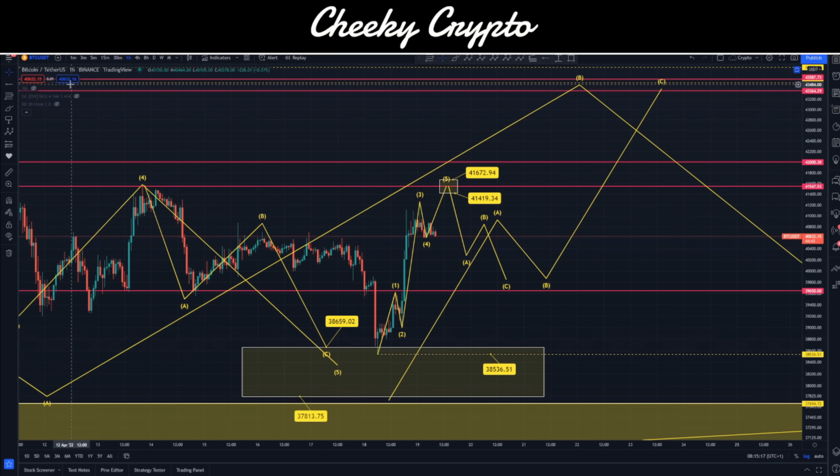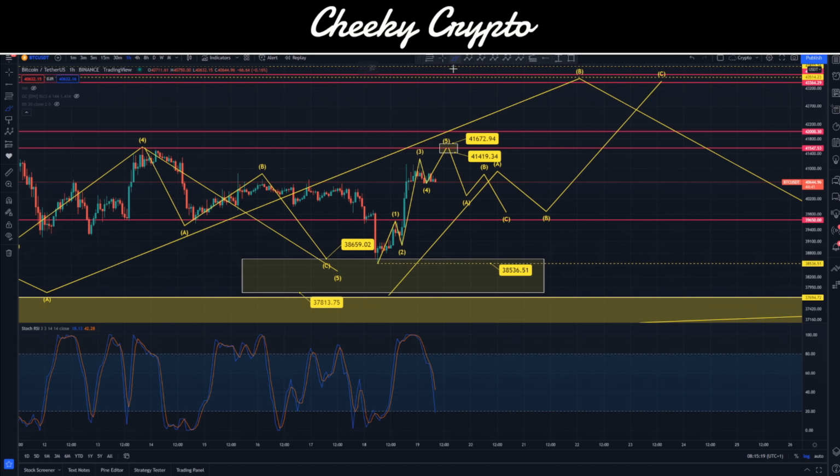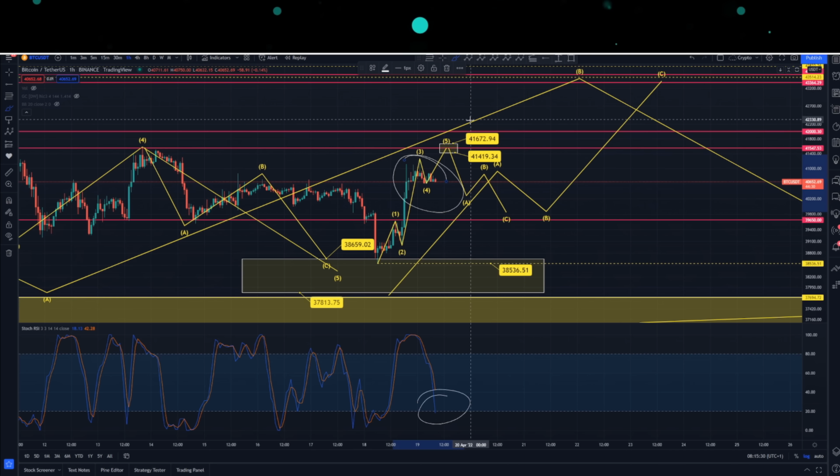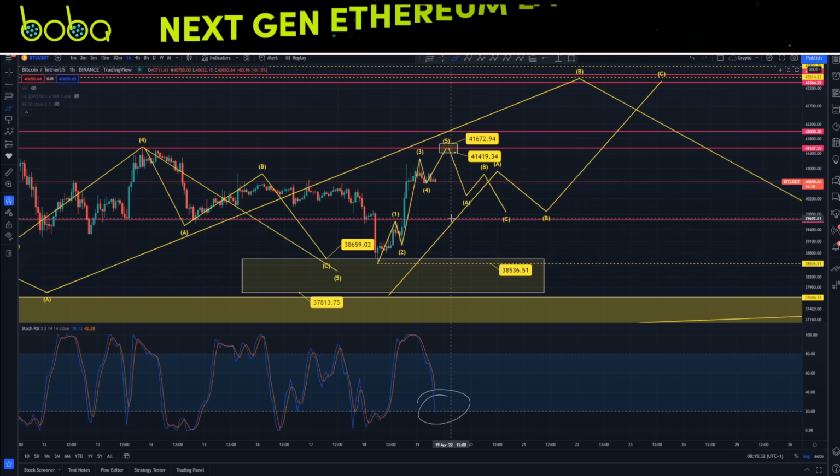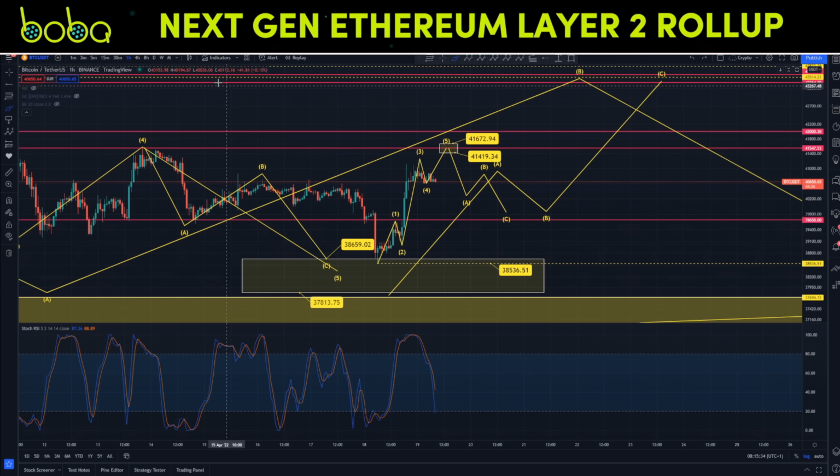So let's jump on into the stochastic RSI. Okay, so here we can see that the hourly is almost ready to have that next push upwards. This fourth wave might not be finished yet. We might pull back just a fraction more before we actually surge up into that fifth wave. The lower the fourth wave goes, the higher the fifth wave goes. So generally not a bad sign to see this one bottomed out a little bit.